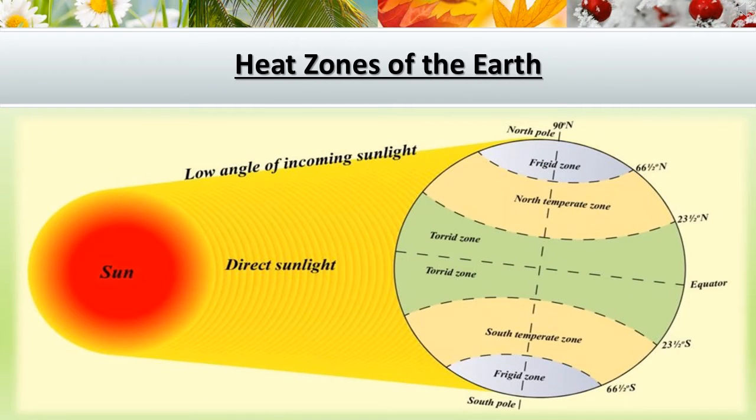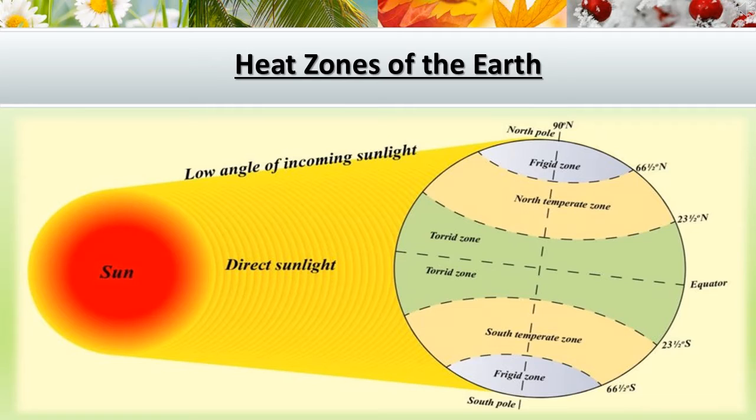The diagram shows the heat zones of the earth. The sun's rays fall vertically over the equator throughout the year. Therefore, areas near the equator are the hottest regions in the world. The areas between the Tropic of Cancer, 23.5 north, and the Tropic of Capricorn, 23.5 south, on both sides of the equator are called hot or torrid zones. These zones have tropical climate.